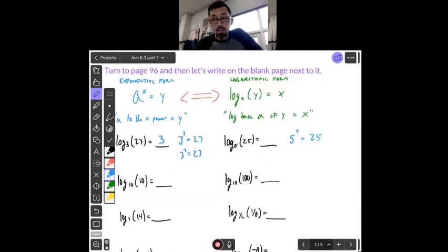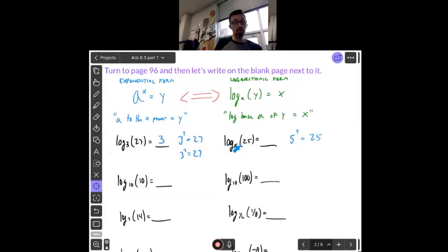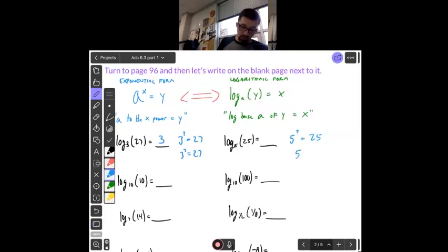Okay? 5 to the what exponent is 25? Okay? So that's what we're asking here. This is a question. Log base 5 of 25 is a question. The question is 5 to the what power is 25? Again, we should know that by inspection. 5 squared is 25. It's 2.